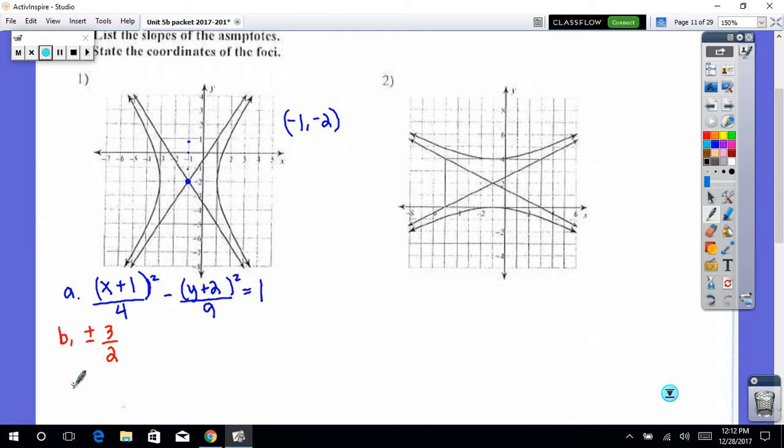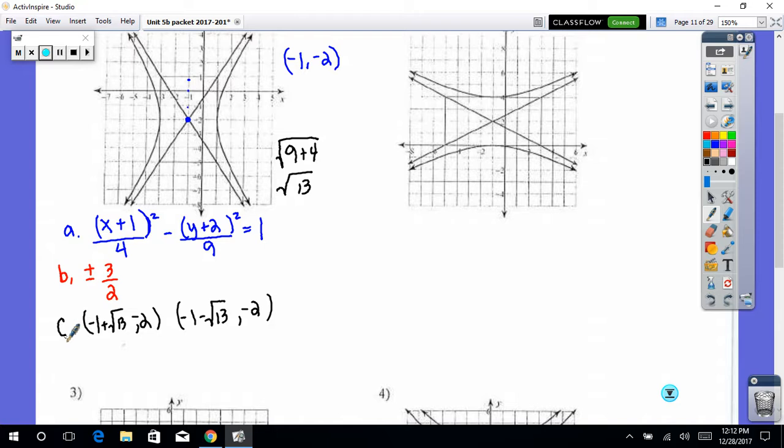And the hard part is the foci calculation. Okay, again, ask yourself, our foci is going to remain on this x, which means we're not going up and down at all. So our x coordinate is going to change, the y is going to stay exactly the same. So our y is going to stay at -2. And we have 9 plus 4, which gives us the square root of 13. So we are going to add and subtract that from the current value. So we have -1 plus the square root of 13, and -1 minus the square root of 13.